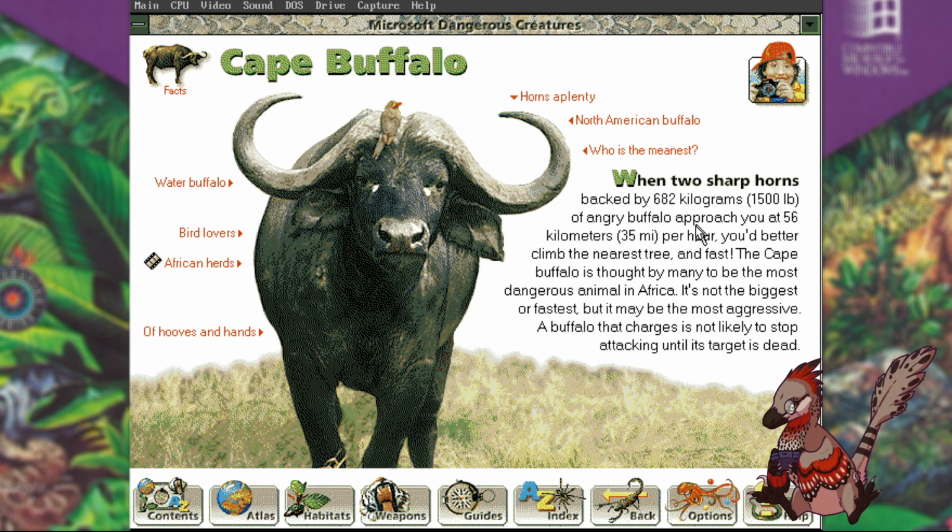Right. When 2 sharp horns, backed by 682 kilograms of angry buffalo, approach you at 56 kilometers per hour, you'd better climb the nearest tree, and fast. The Cape buffalo is thought by many to be the most dangerous animal in Africa. It's not the biggest or fastest, but it may be the most aggressive. A buffalo that charges is not likely to stop attacking until its target is dead. Oh boy, that's good to know.